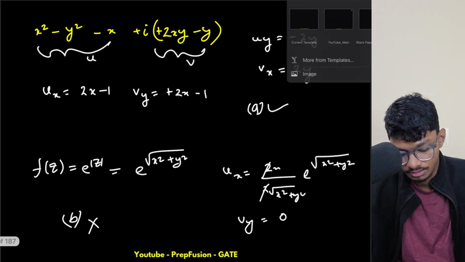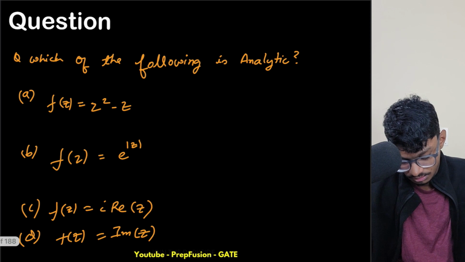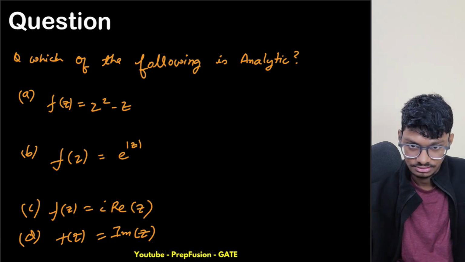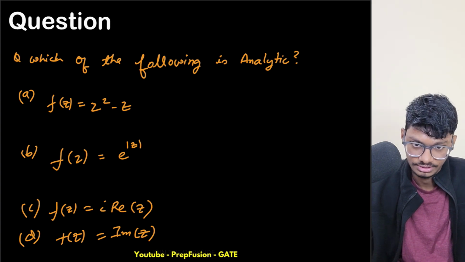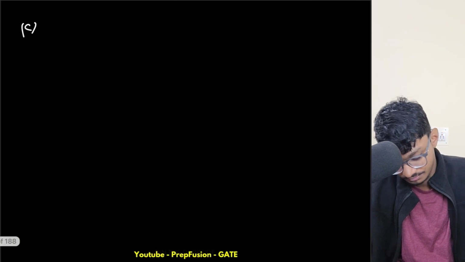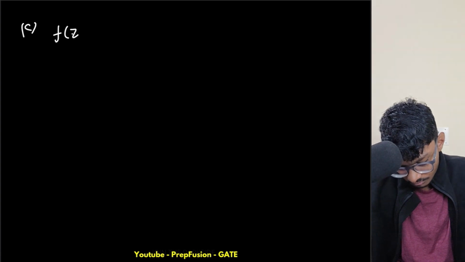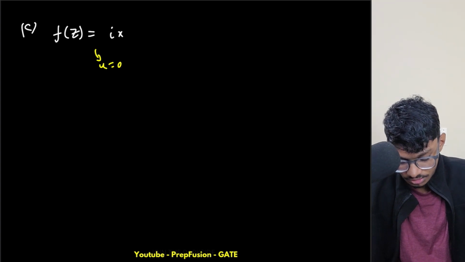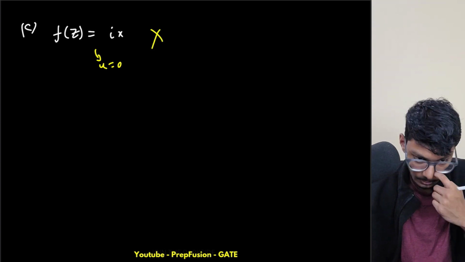Now let's do it for the third option. The third option is the real part of z. So the real part of z is x, like z equals x plus iy. So f of z equals i x. Again, what we see is u equals 0. Again, this is not analytic.